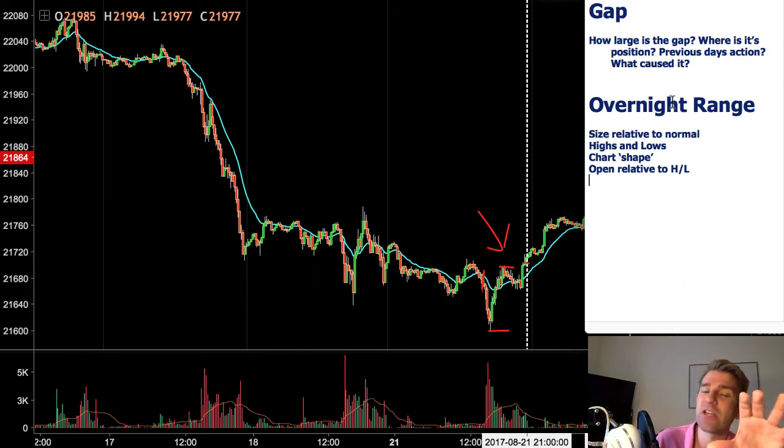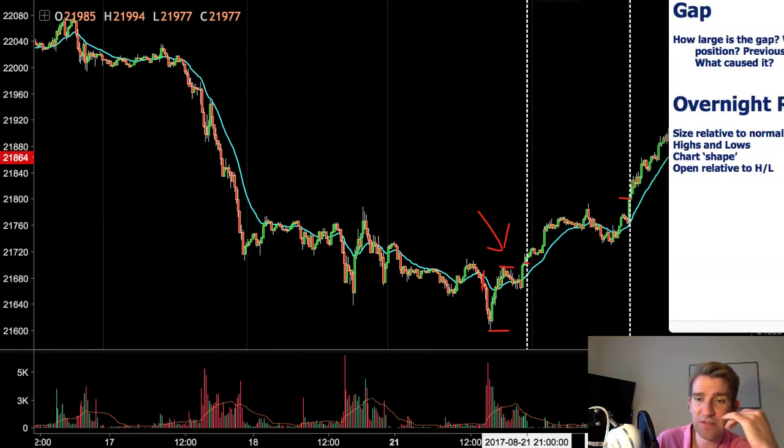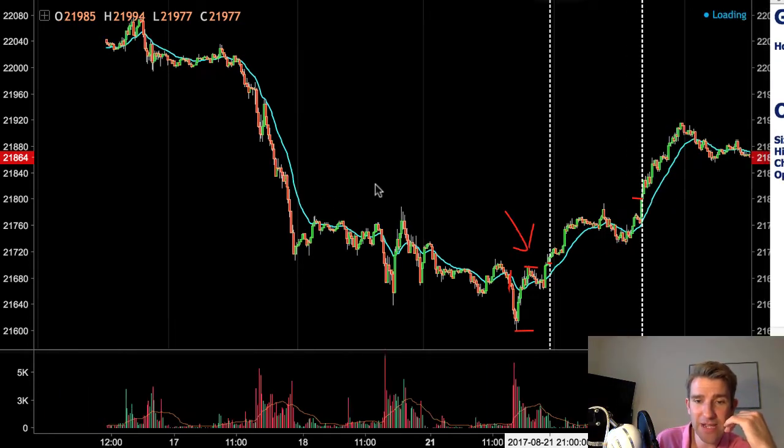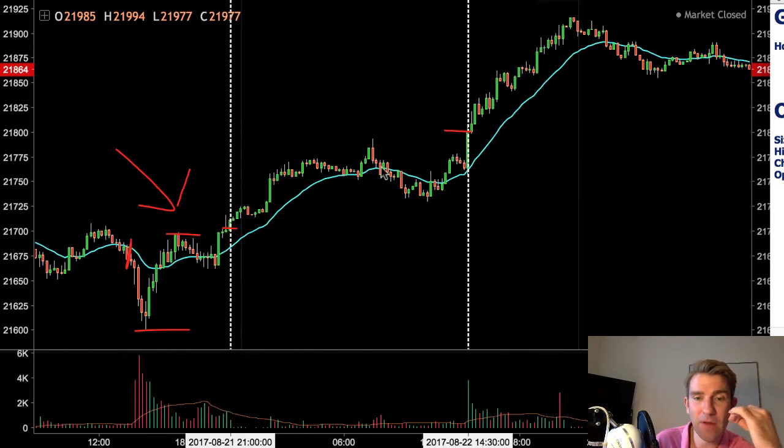Let's move on to the next section of the filter, which is the overnight range. So four things I'm looking at is the size relative to normal. So let's look at the actual overnight range. What do I mean by the overnight range?